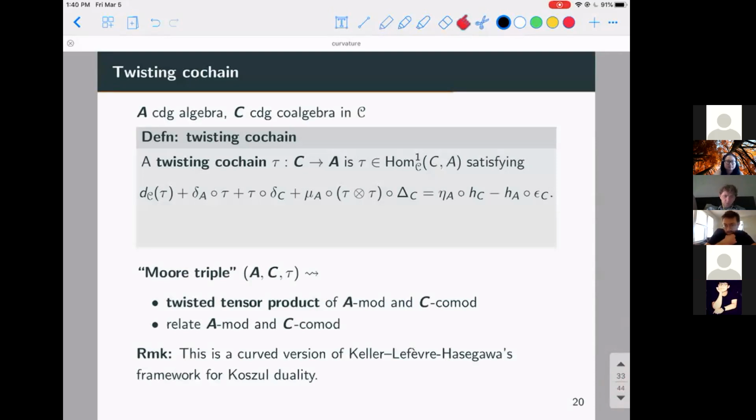I want to introduce this notion called a twisting cochain, which is some way of relating C comodules and A modules, or CDG modules, CDG comodules. And what it allows you to do more specifically is to define some new kind of tensor product called the twisted tensor product. Instead of taking two A modules or two C comodules, this will take an A module and a C comodule and tensor them together.